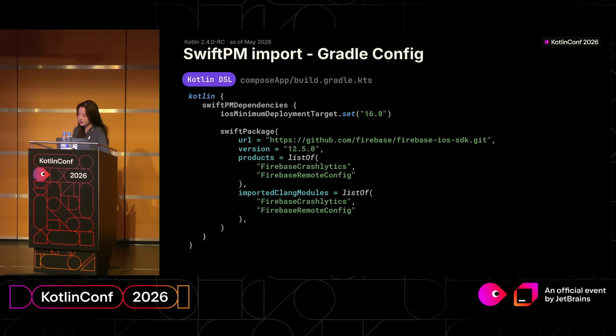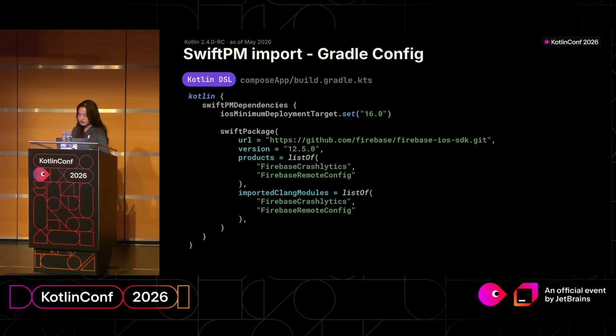So how does this actually work? Let's look at the Gradle config first. Inside your Kotlin block, there's a new DSL called swiftPMDependency. This is where you declare Swift packages you want to consume from Kotlin native code. With products, which are the sub-libraries from the package you want to pull in, we grab Firebase Crashlytics for our delegate fix and Firebase Remote Config because, from case study 1, that's what we needed for our forced update feature. And importedClangModules tells Kotlin specifically which Clang modules to generate bindings for, and same two libraries here. And that's it. No Podfile, no Ruby, just Gradle.